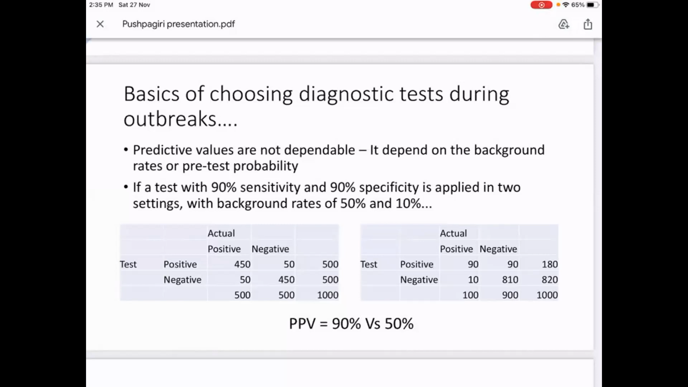So that is another implication of predictive values at the time of outbreaks, because at the peak of an outbreak you can depend more on the test result, but at the tail of an outbreak or between two outbreaks, the predictive values are going to come down. That is another application of what you have studied already.